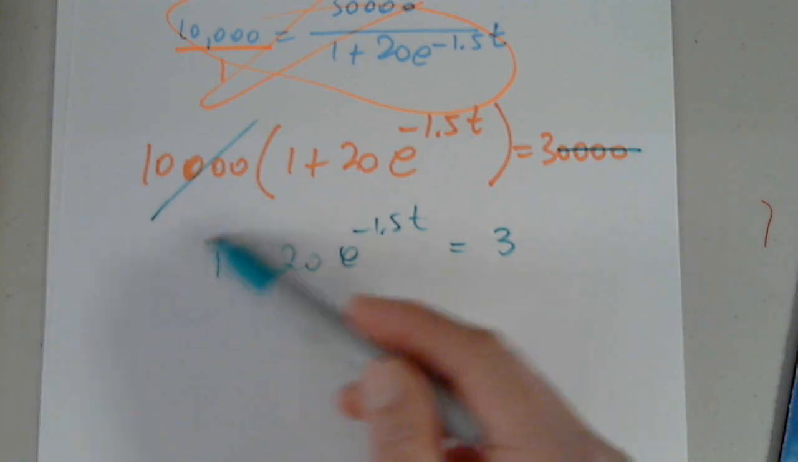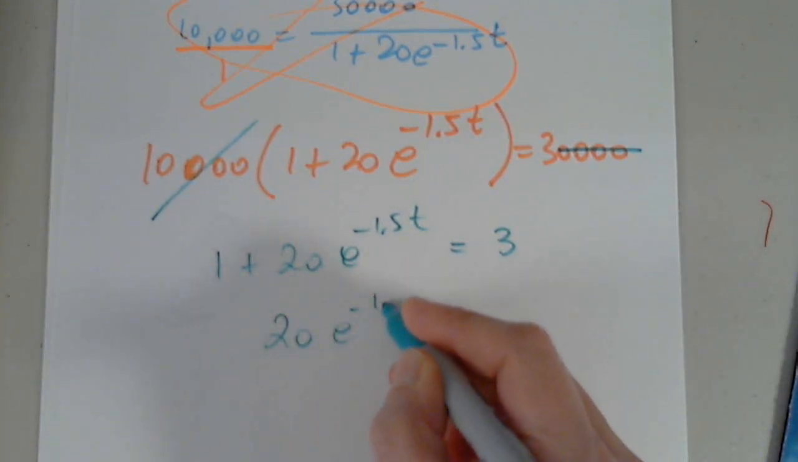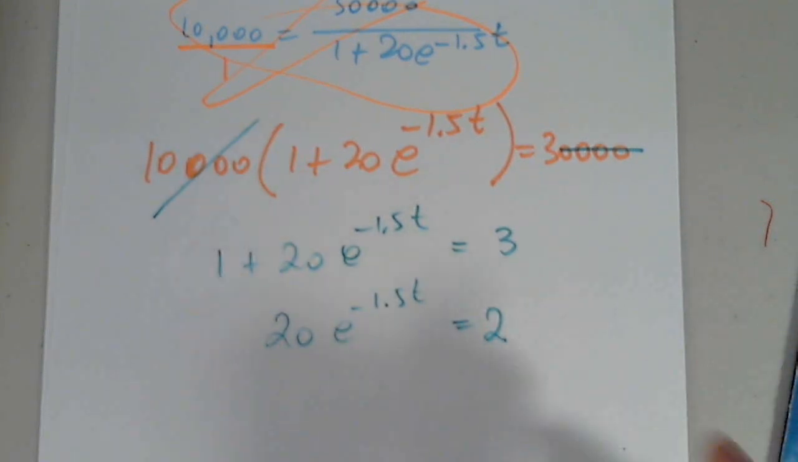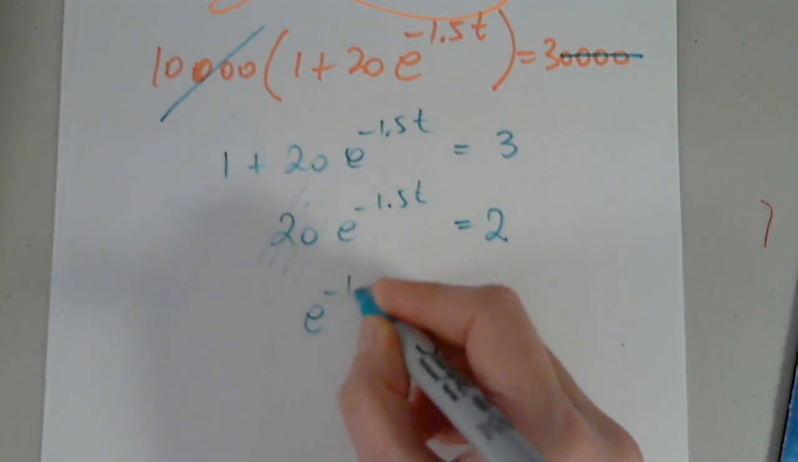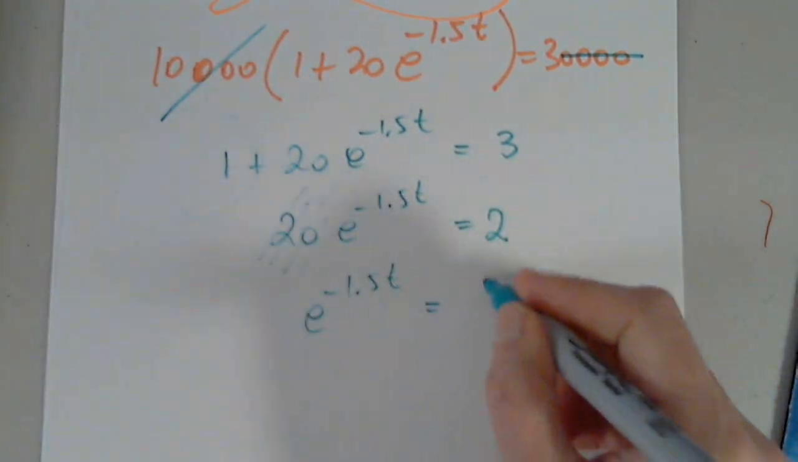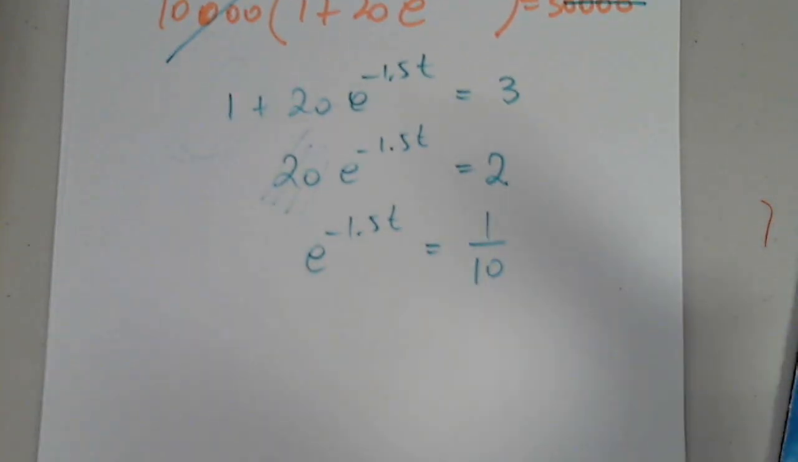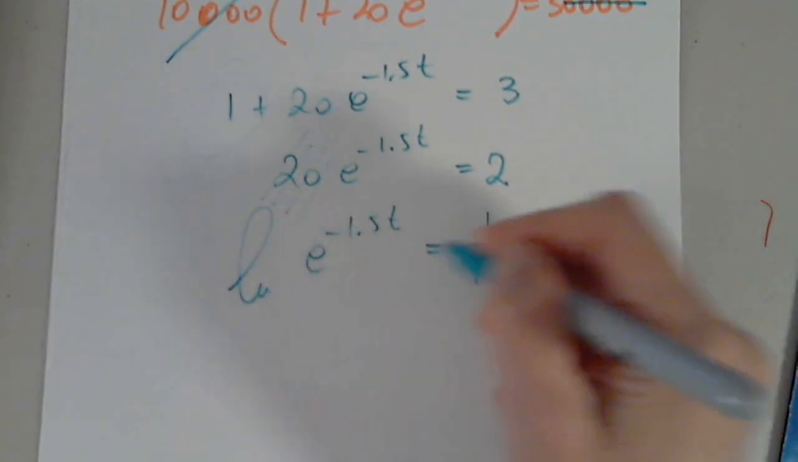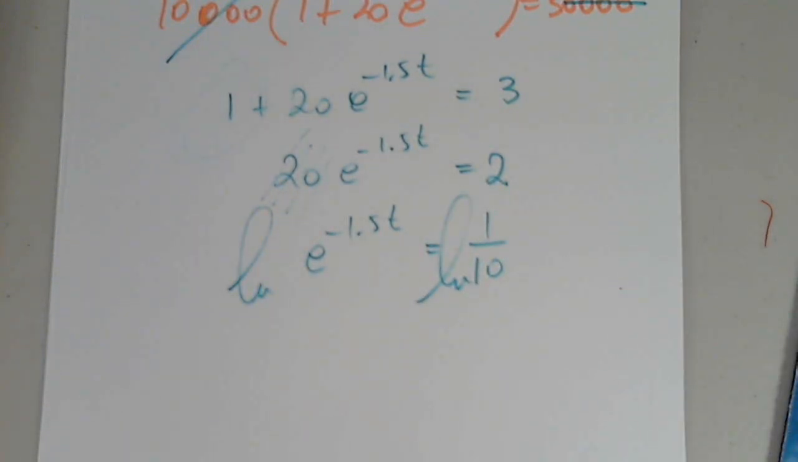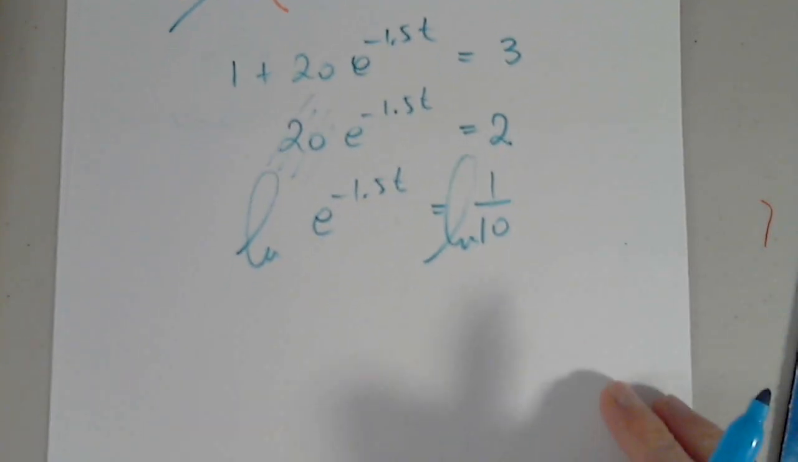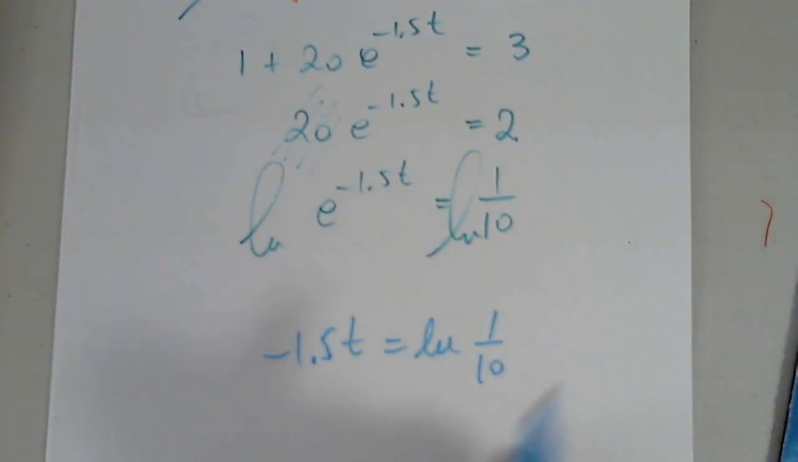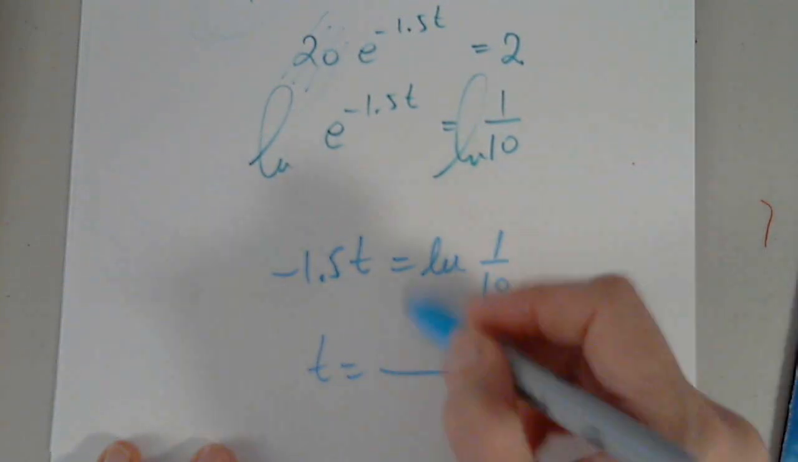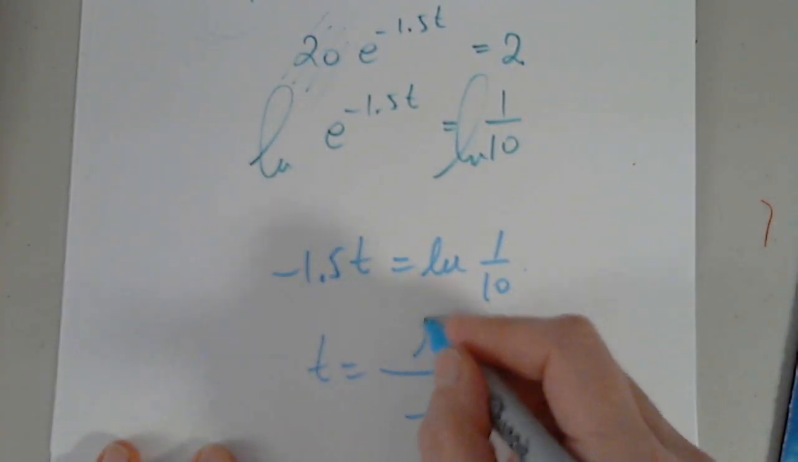Yes, I have to get rid of this now. So I have 20 e to negative 1.5 t equals 2 because I subtracted 1 from both sides. Now I want to get rid of this. So e to negative 1.5 t equals 2 over 20, which is 1 over 10. And now there is nothing else. I cannot further simplify in any way, shape, or form. But I have to strip it of everything, remove everything till the simplest possible situation. Negative 1.5 t equals natural log of 1 over 10, and then t equals that ratio over negative 1.5.